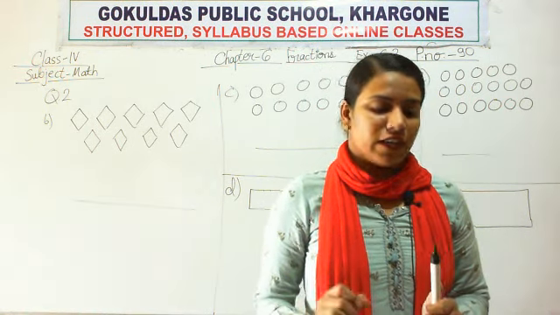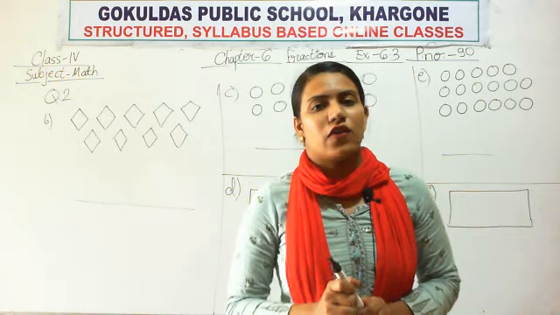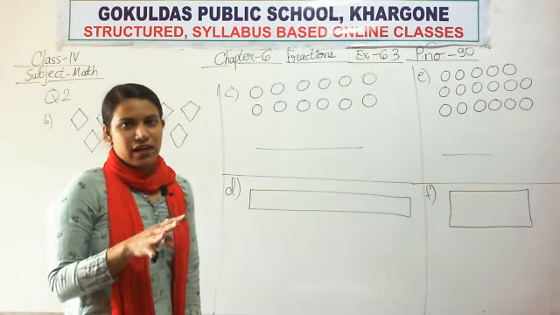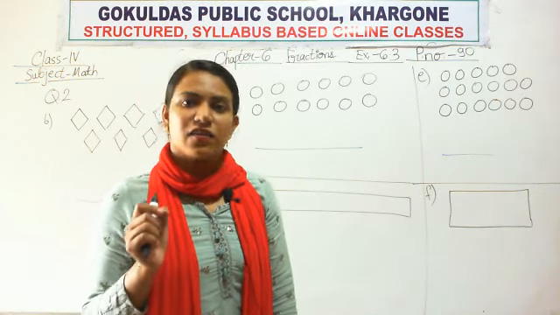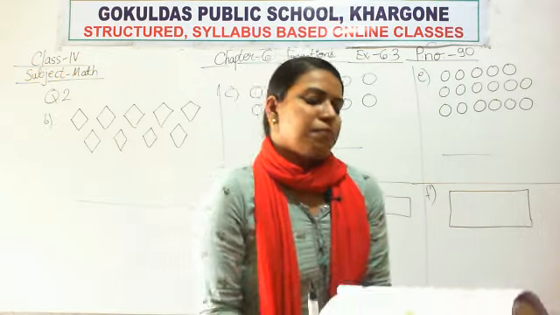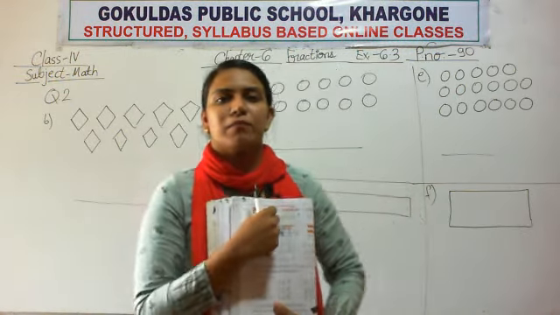Read the question carefully. Write a subtraction fact for each of the following. Some pictures are given in question number 2, right? And you need to write a subtraction fact for each. Part A is already done for you, so I am explaining from part B.